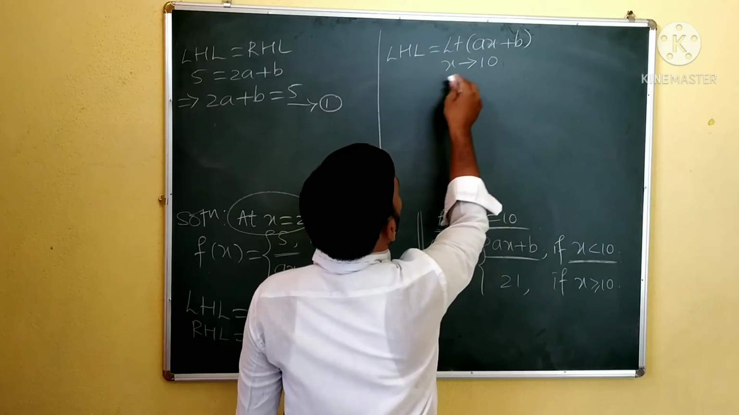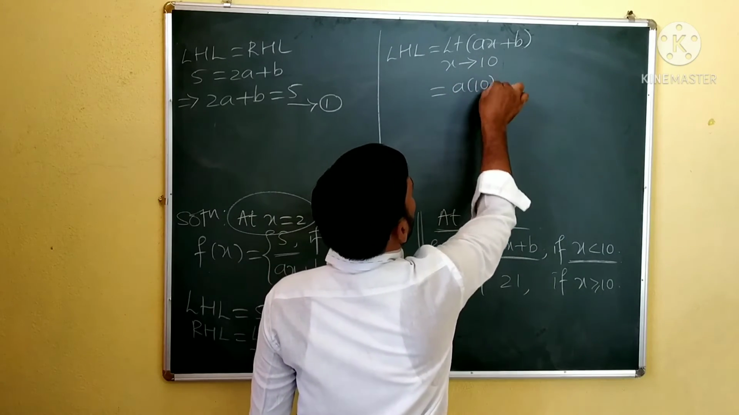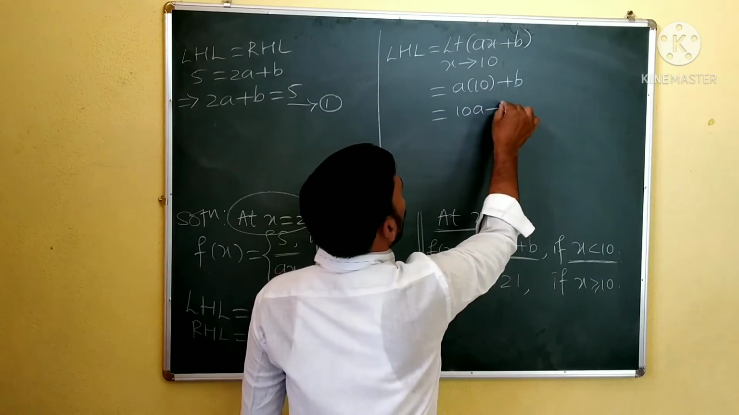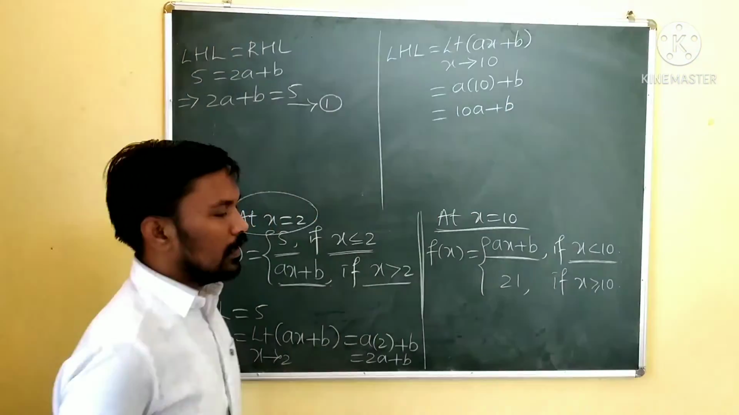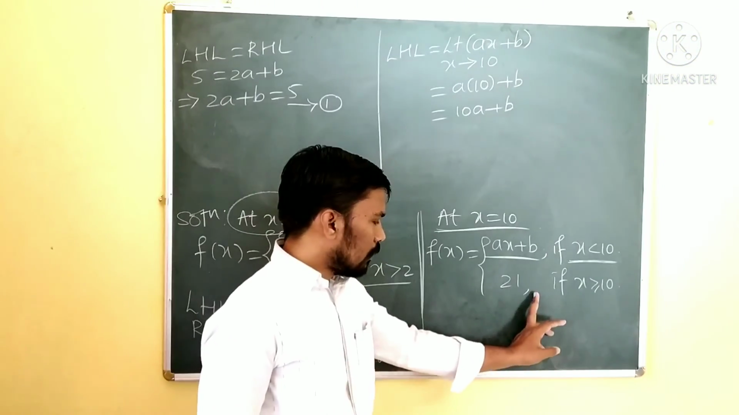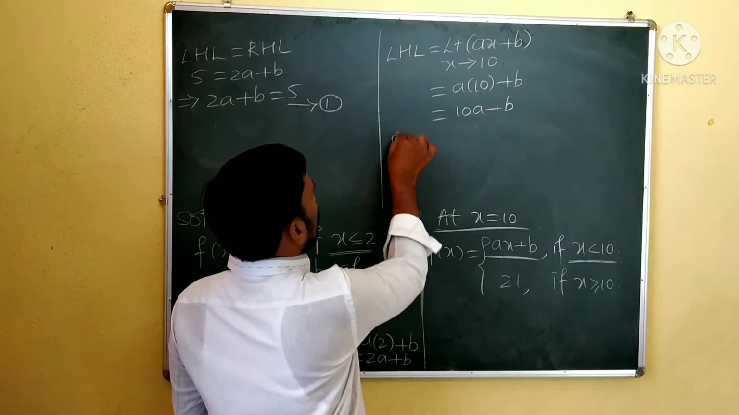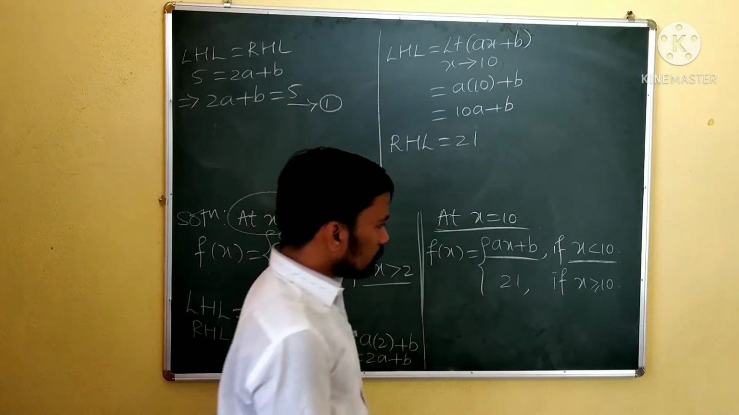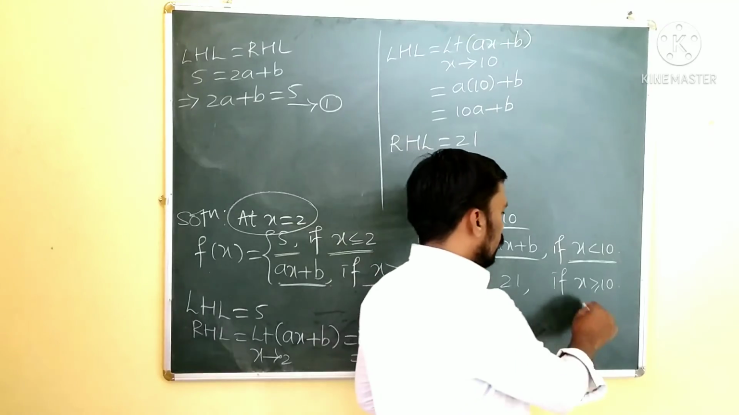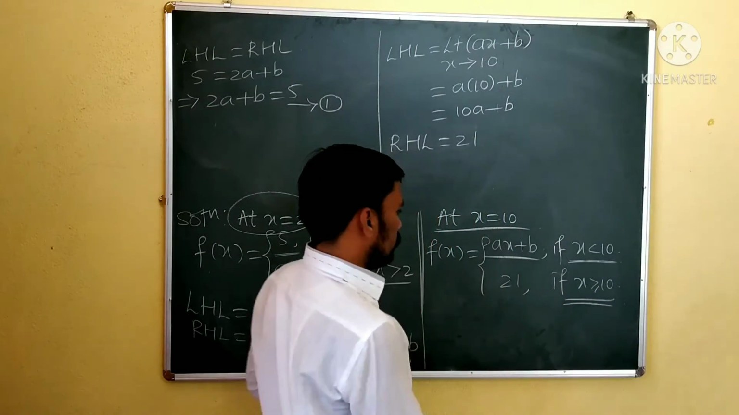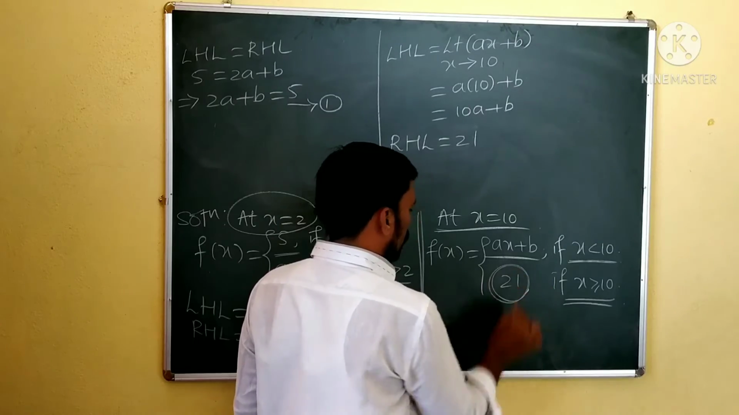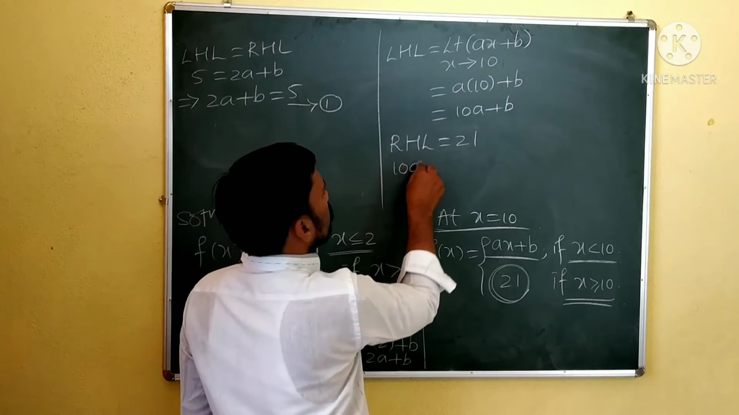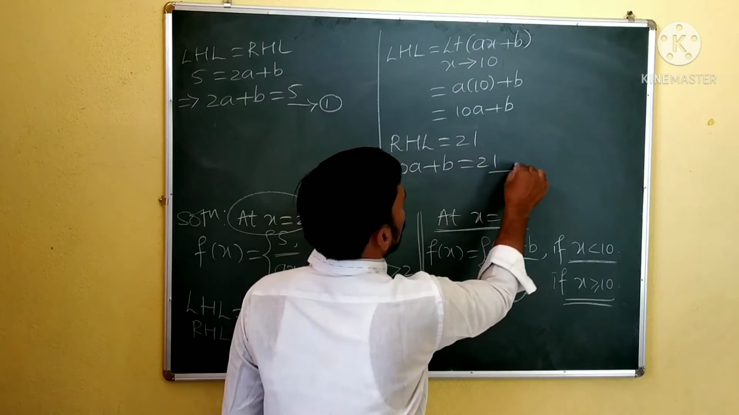Now apply the limit. It is a into 10 plus b, that is 10a plus b. This is the left hand limit value. And the right hand limit value is already given, RHL is equal to 21. For RHL, we have to see the greater than symbol. In this interval the value of the function is 21, the right hand limit value. Now by equating these two, 10a plus b is equal to 21. So this is equation number 2.